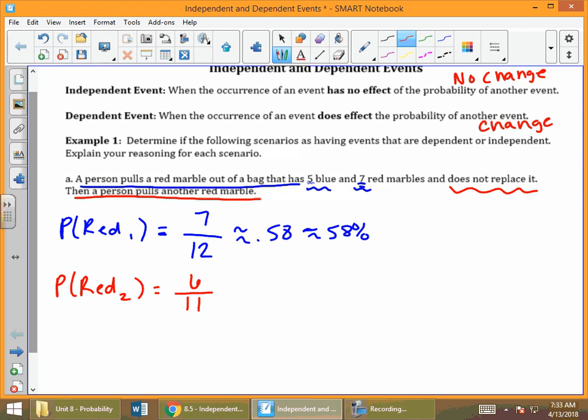And as a percent, if you do 6 divided by 11, that's about 54.545, which is about 54.5%. You move that decimal point over twice or multiply by 100. So as you can see, there was a change in the possibility of picking a red marble because they did not replace it. That is a big phrase right there, did not replace. Whenever you don't put something back, that's changing the outcome. And because there's a change, that means the event is dependent.